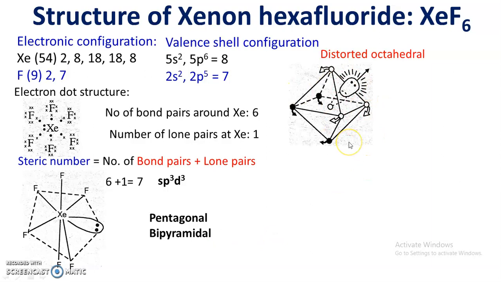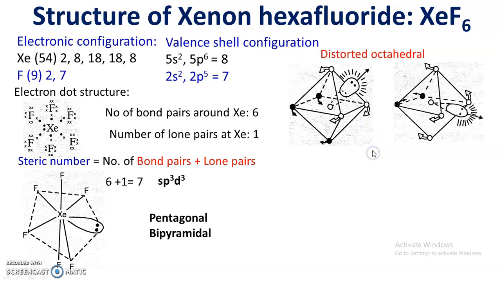But the observed structure is distorted octahedral. It is like this, distorted octahedral. So this is actually an octahedral structure. It is because of the fact that lone pairs require less space to occupy than the bonding pairs, and therefore the structure of xenon hexafluoride is distorted octahedral.